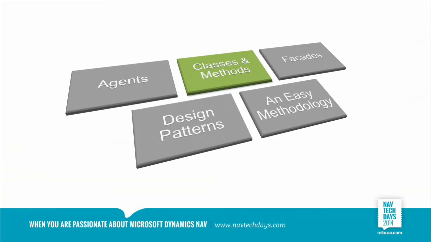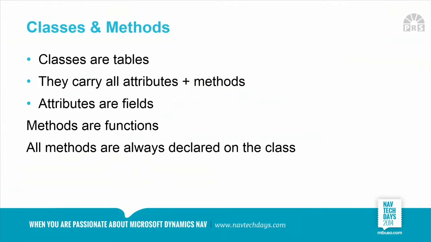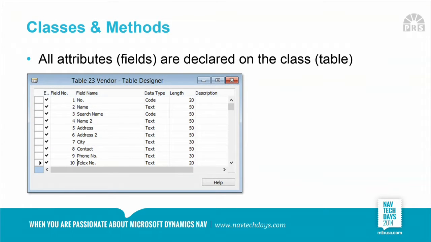Let's jump into classes and methods. That's actually the biggest part. Classes, as I've already said, are tables. They carry all attributes and all methods that these classes are able to perform. Attributes are fields in NAV terminology. Methods are functions, and all methods should always be declared on the class. All fields are anyway. We can't go around that.